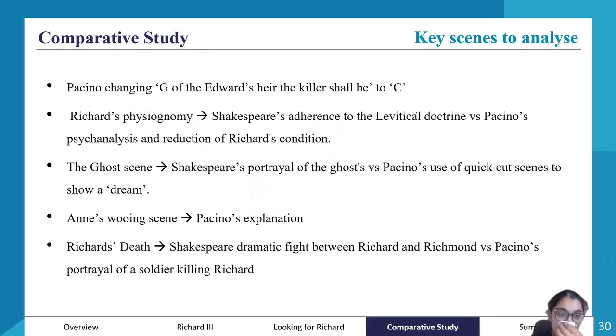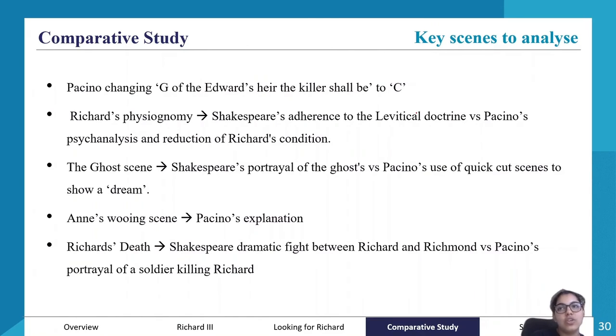Okay, so here are some key scenes to analyze across your text. I've already talked about Pacino changing the G of "Edward's heir, the killer shall be" to a C. And we've talked about why he did that. It's quite ironic, because it takes away meaning from what Shakespeare was trying to get at in the first place.